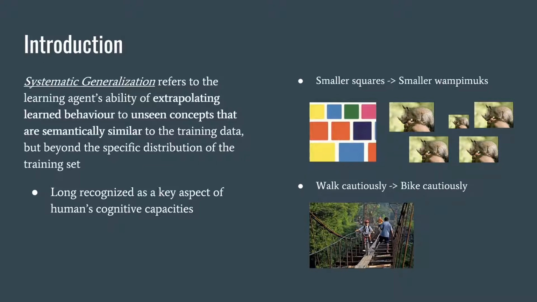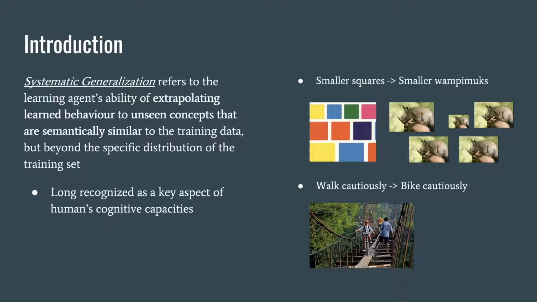For example, if you know the notion of small and you can recognize the smaller square among this collection of squares in the top right example, then you can probably transfer this kind of ability to recognize the smaller wampimuk among this collection of wampimuk images, even though this might be your first encounter of the animal wampimuk.